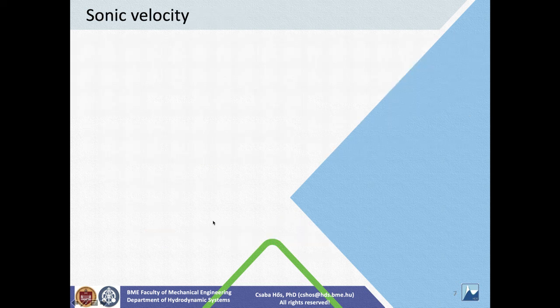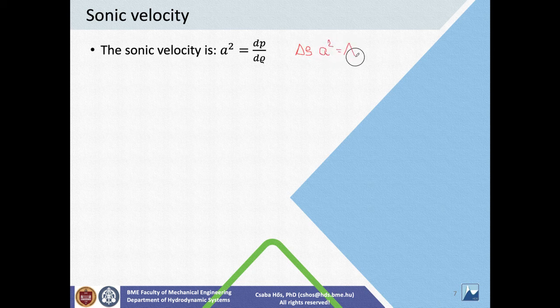Okay. Now let's speak a bit about sonic velocity. So sonic velocity is simply the response in pressure for a change in density. So you can also write this equation as delta rho times A squared equals delta P. So this simply tells you that if I change the density by delta rho, which is simply because I'm compressing the liquid, so this can be due to a volume change, the pressure change will be A squared times this.